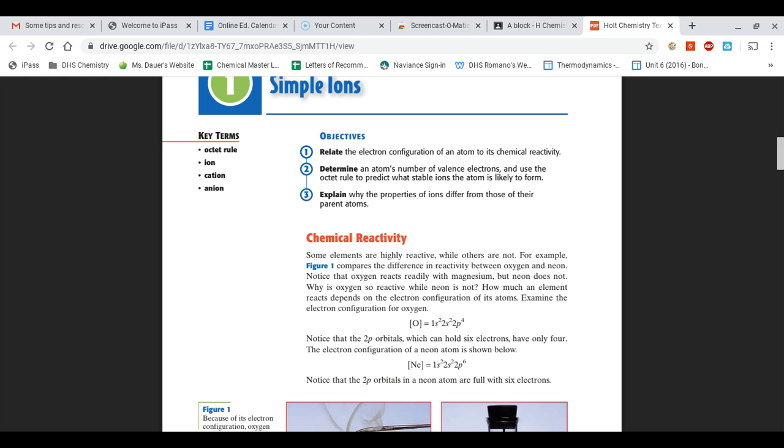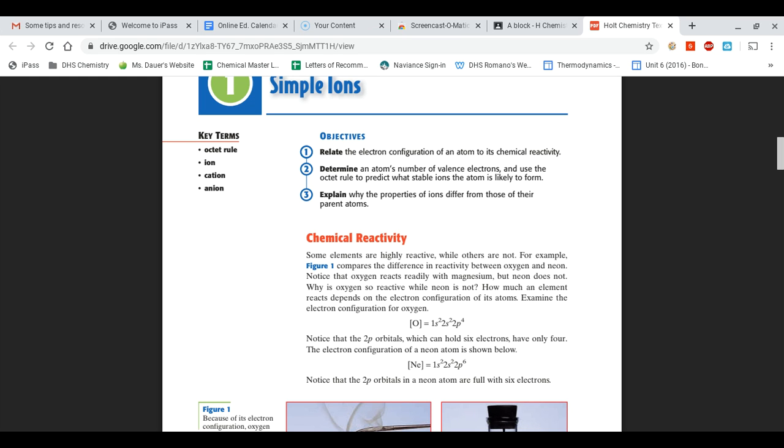The reason why it's called the octet rule is that we're looking for 8 valence electrons. Now, you will likely have more than 8 total electrons, but it is the valence electrons that participate in chemical reactions and forming bonds and moving around to form ions.